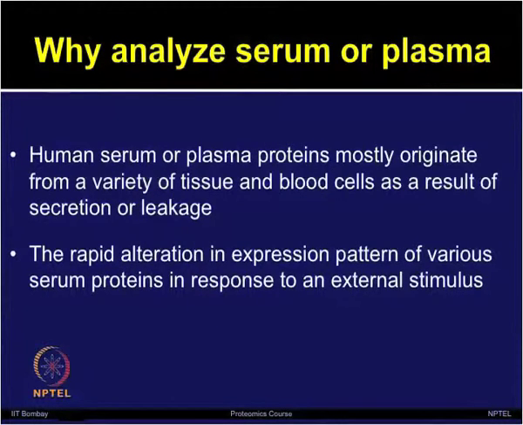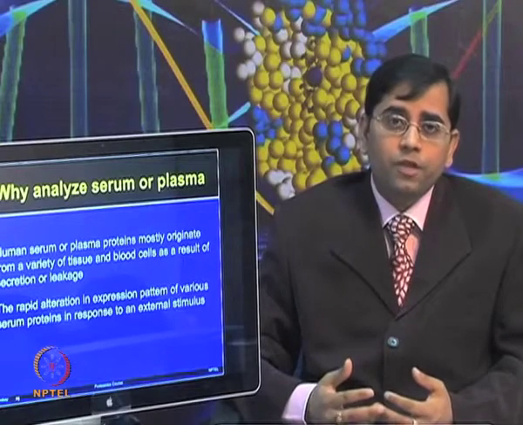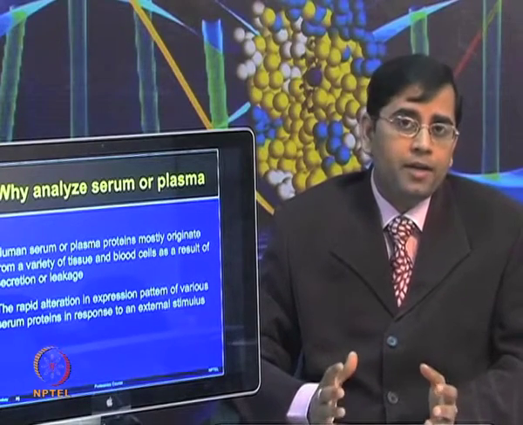So, human serum or plasma proteins mostly originate from a variety of tissue and blood cells as a result of secretion or leakage from the neighboring tissue or the blood cells. The rapid alteration in the expression pattern of various serum proteins, in response to a disease condition or an external stimulus, is a true reflection of physiological changes occurring in an individual.